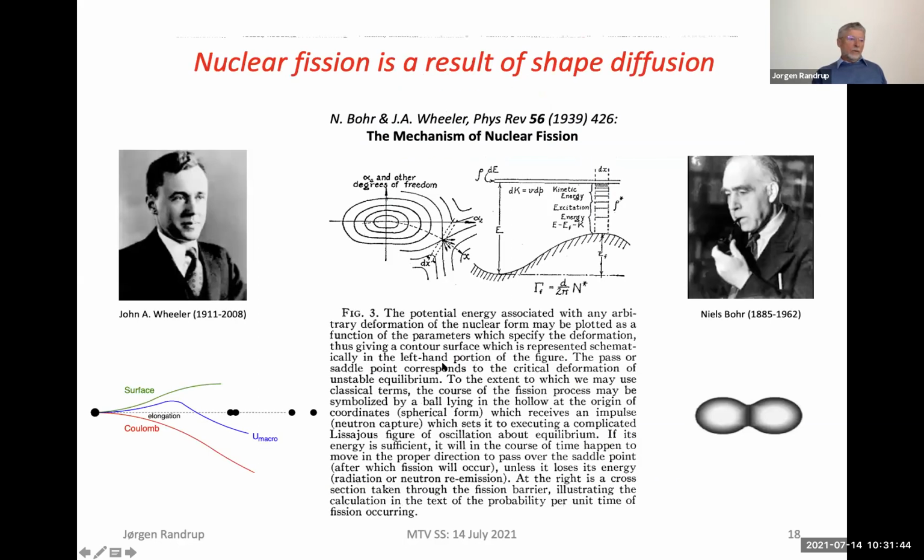This was already thought about right after fission was discovered, by Bohr and Wheeler. Here is from the original paper. They draw the potential energy surface here, and they say that nuclear fission is the result of some kind of shape diffusion. You start here around the ground state minimum. There is a barrier. Sooner or later, you get over the barrier. So the idea is old, but to actually get it to work requires better potentials than what is sketched here, that has shell effects and all of this.